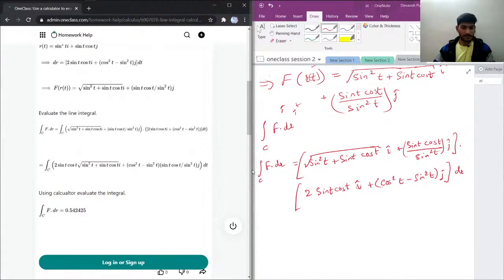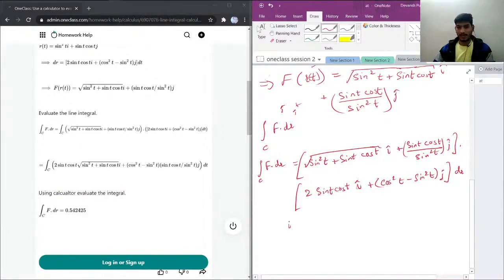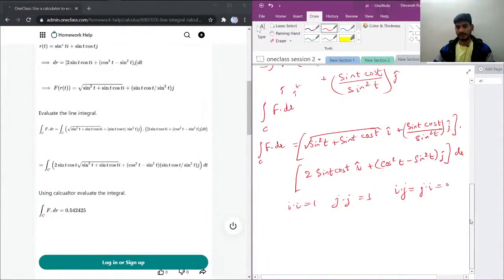When we take the dot product, i dot i is 1, j dot j is 1, and i dot j is equal to j dot i, which is 0. This is a dot product, so we'll just take the dot product, f dot dr. This means this particular term is going to multiply with this particular term, and this will multiply with this.